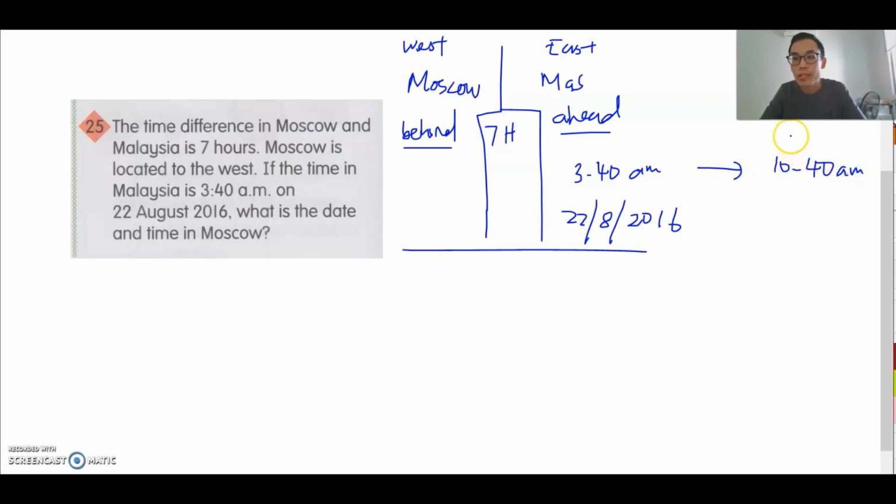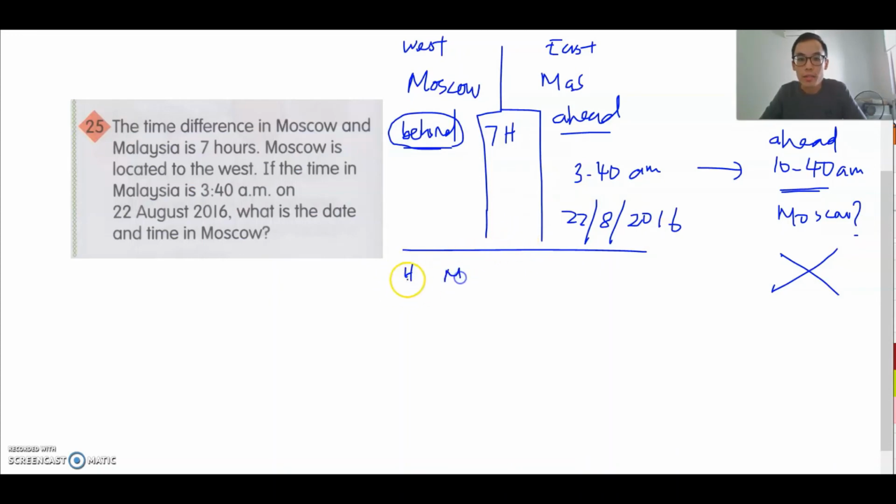So meaning to say that this 10:40 AM is actually ahead of 3:40 AM. But is Moscow ahead? No, right? They are behind. Okay, they are behind us. So we cannot plus 7. So we need to minus 7. So for the hours and minutes, 3:40 AM, we have to minus 7.